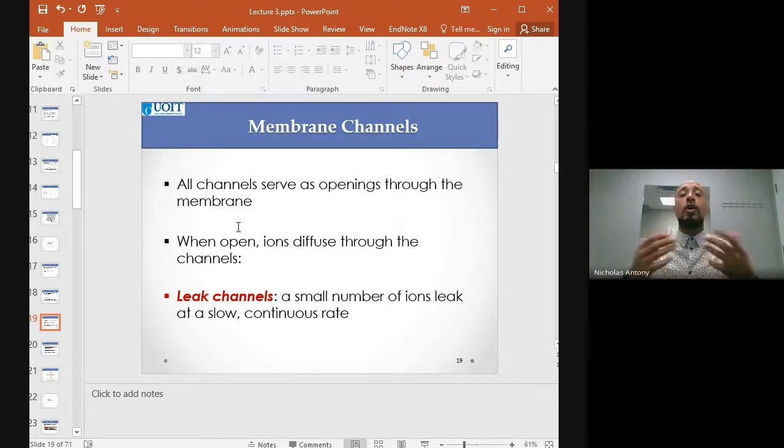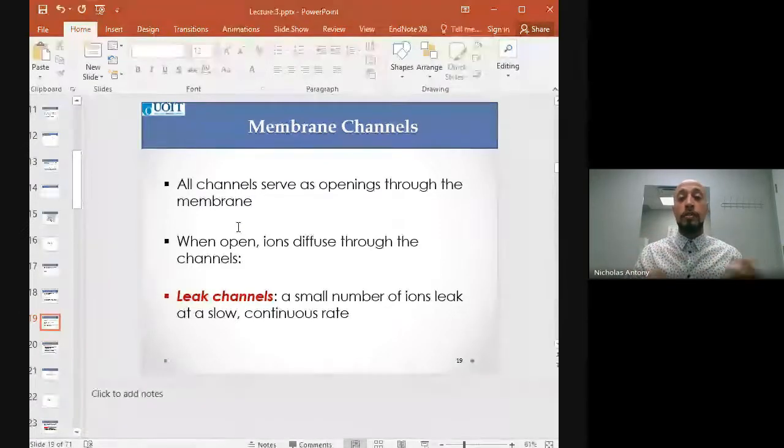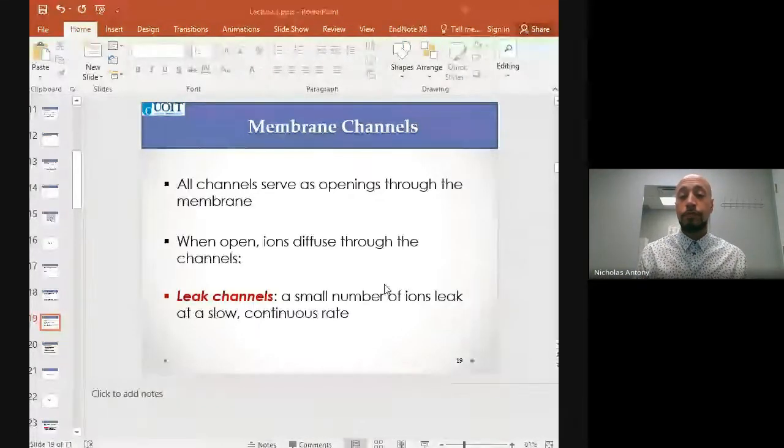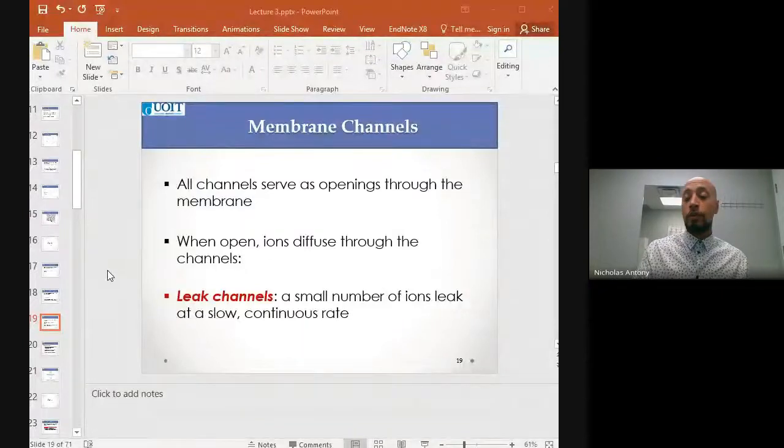Leak channels are just constantly open, and they act as buffers throughout the entire neuron. Because the sodium-potassium pump that we're going to review in the next 5 slides is constantly changing the concentration of ions in and outside of the cell, the leak channels are there to always allow some flowing at a slow, continuous rate, just in case. It's like a buffering system. So leak channels are constantly open, and they're there as a buffering system.